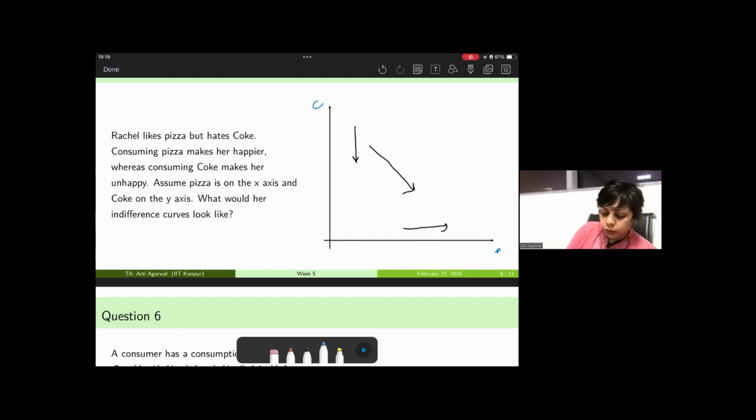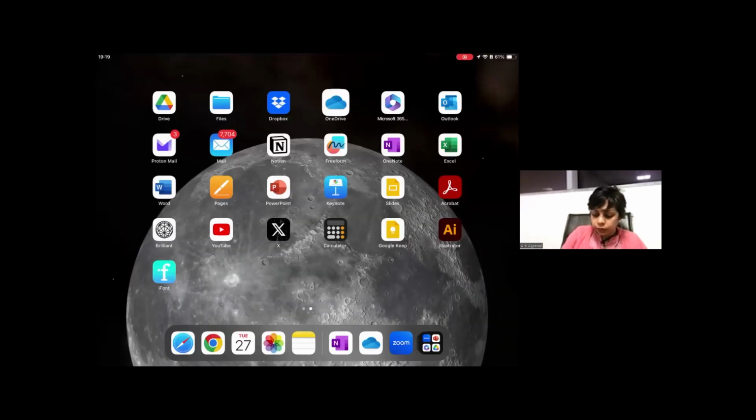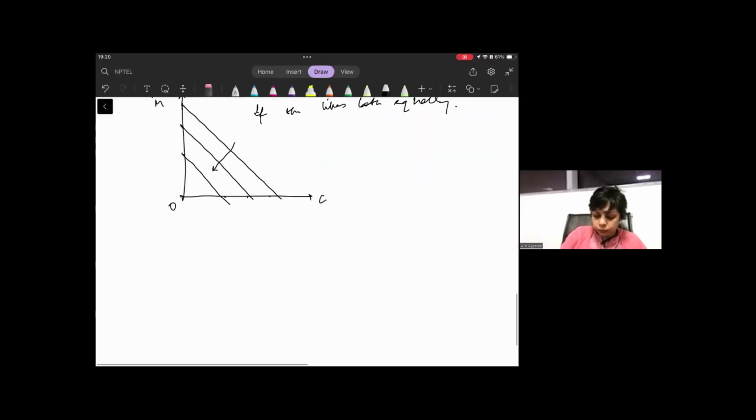Till now, what we were doing was drawing curves where either both the goods were goods or both the goods were bads. That's the kind of scenario we were talking about. Either the person liked both the goods or disliked both the goods. So we had a very simple scenario. Now in this scenario, we know that there is one good and one what in economics terms we call a bad. So let me draw it in a slightly better way here.